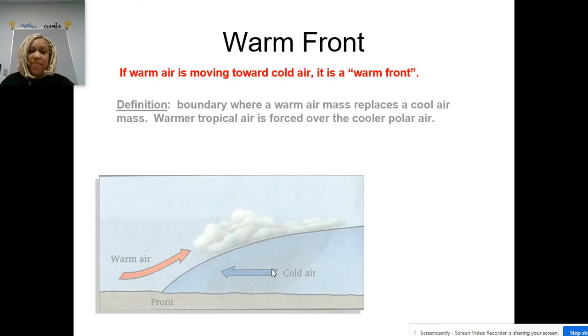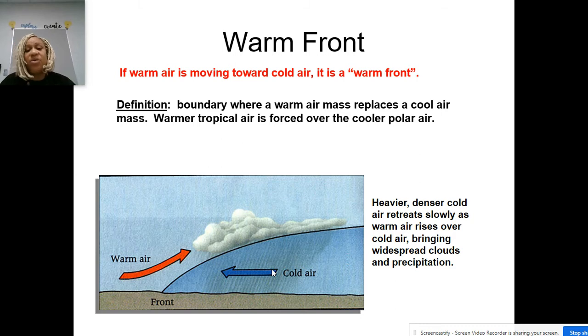So, a warm front. If a warm front comes, then you have warm air moving toward cold air, right? A boundary where a warm air mass replaces a cool air mass. Warmer tropical air is forced over the cooler polar air. So you have heavier, denser cold air retreating slowly as warm air rises over it, bringing widespread clouds and precipitation. So just like you see here, the warm air is rising over that cold air. That cold air is pretty much going to move out of the way and make way for that warm air.